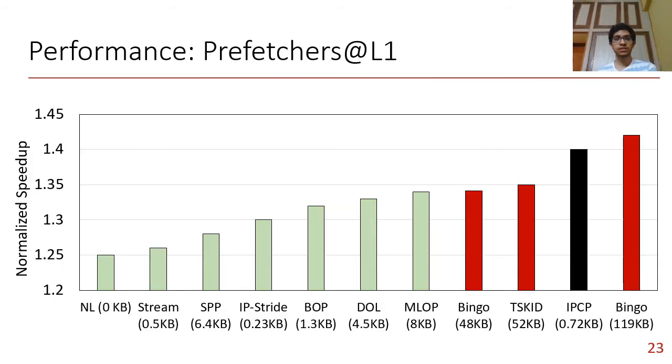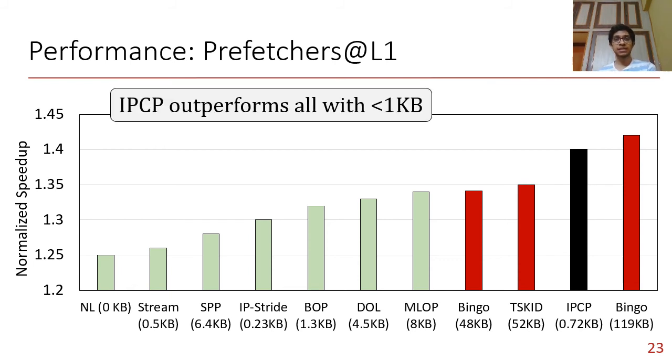Let's look at the performance of various prefetchers at the L1 for memory-intensive spec workloads. IPCP implemented only at the L1 outperforms all the other prefetchers with a storage requirement of less than 1 KB. Only Bingo, with a size of 119 KB, is able to give a better performance than IPCP at L1. This makes a strong case for IPCP as an L1 prefetcher.